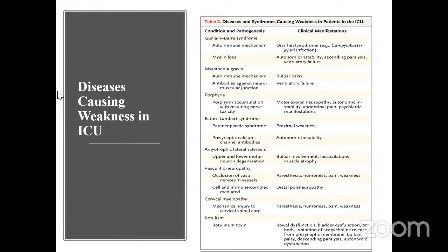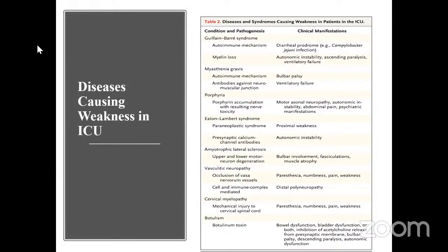Porphyria: porphyrin accumulation with resulting nerve toxicity. It is also an axonal neuropathy with autonomic instability, abdominal pain, and psychiatric manifestations. Eaton-Lambert syndrome is paraneoplastic, with proximal muscle weakness. It has presynaptic calcium channel antibodies, a presynaptic defect, and autonomic instability is also seen. The reflexes will be absent in this case. ALS has UMN and LMN signs and bulbar involvement, fasciculations, and muscle atrophy. Vasculitic neuropathy: occlusion of the vasa nervorum causes paresthesia and numbness. It is a painful neuropathy, with cell and immune mediated complexes, a distal polyneuropathy.